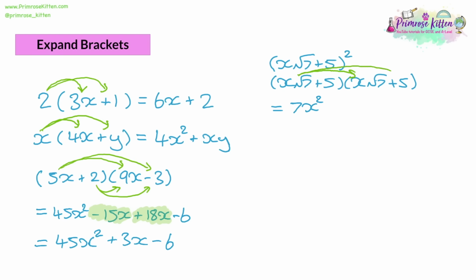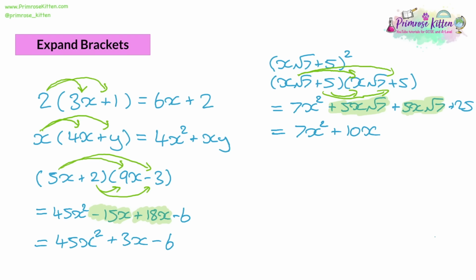Then we do x root 7 times 5, which will give us 5x lots of root 7. Then we'll do 5 times root 7. So actually that's the same multiplication. That gives us another lot of it. Then at the end, we'll have 5 times 5, which is 25. Now, again, it's a quadratic, so often the middle terms will simplify. We've got 5 lots of x root 7, and then another 5 lots of x root 7. So altogether, we've got 10 lots of it. So our final answer is 7x squared plus 10 lots of x multiplied by root 7, and then our 25.